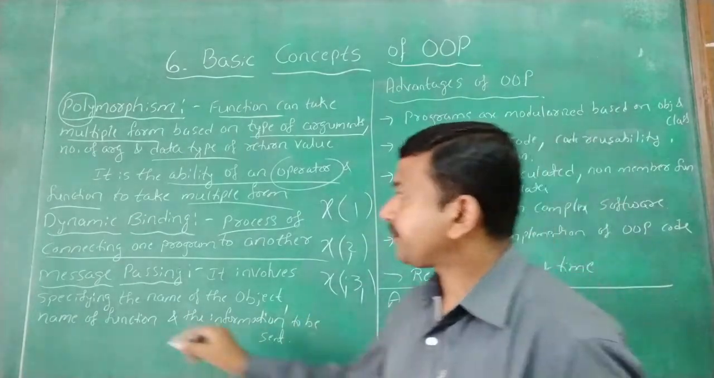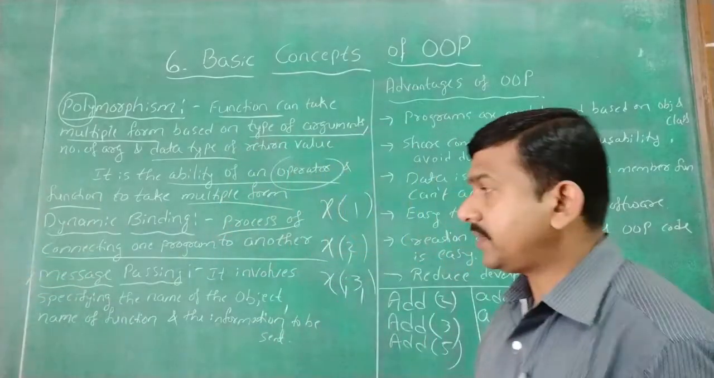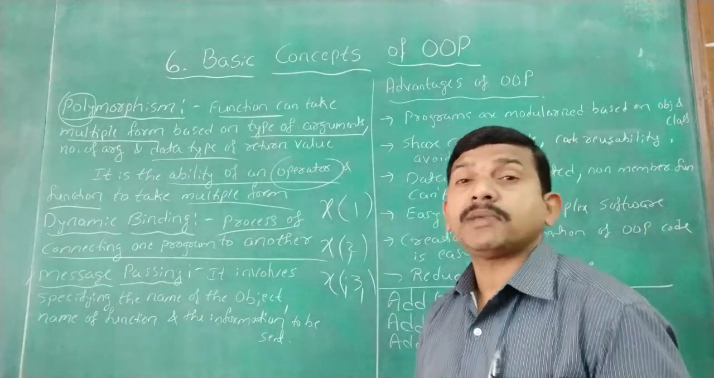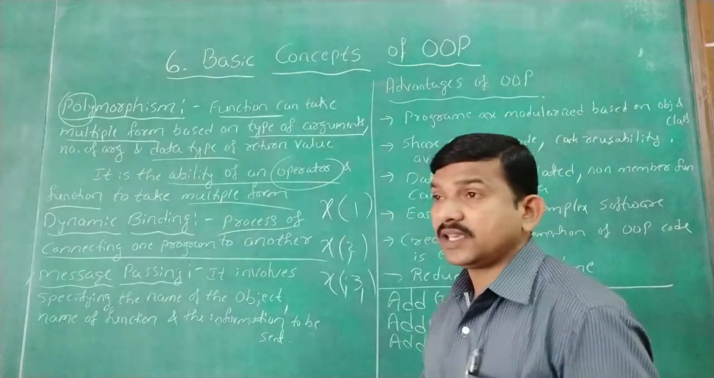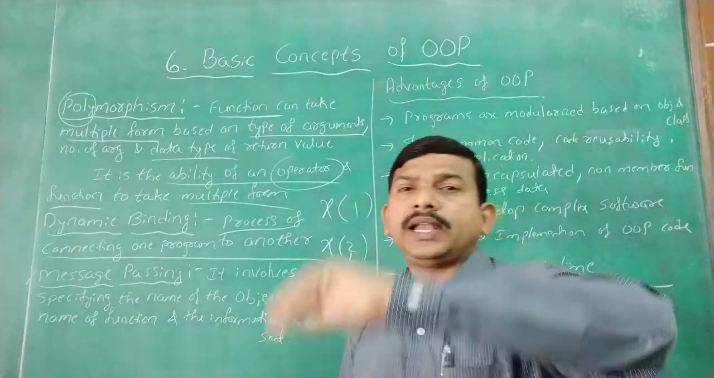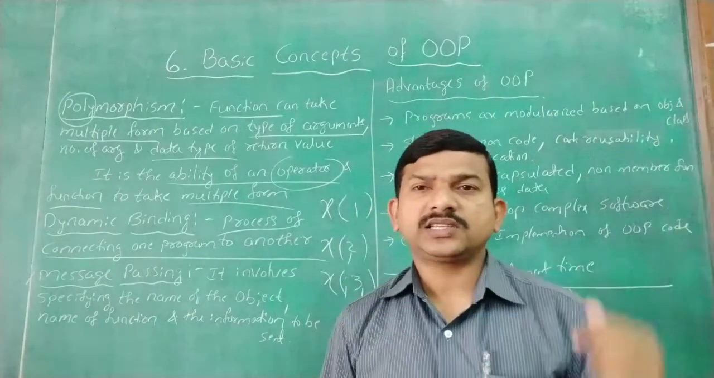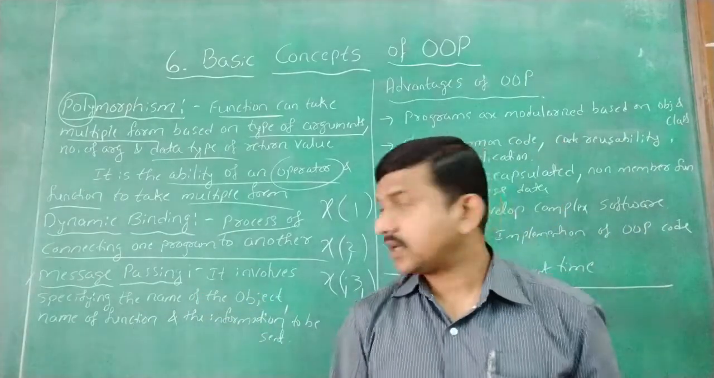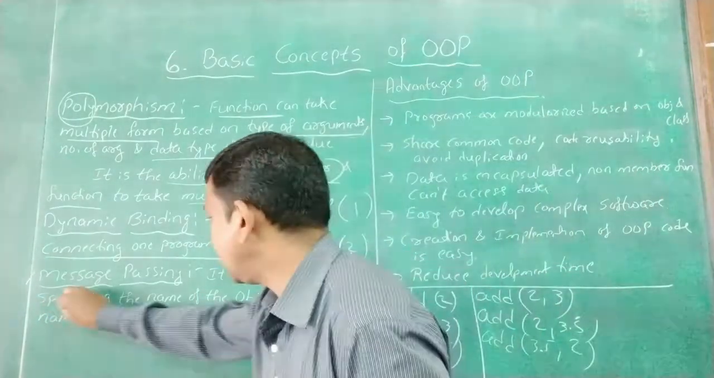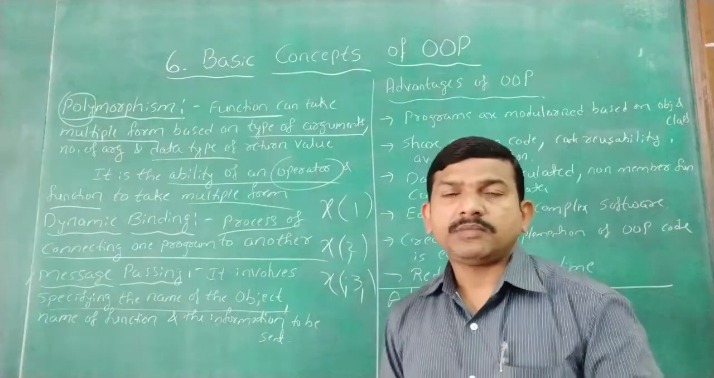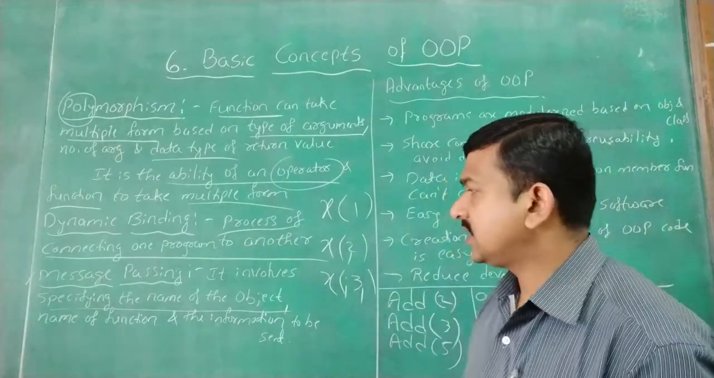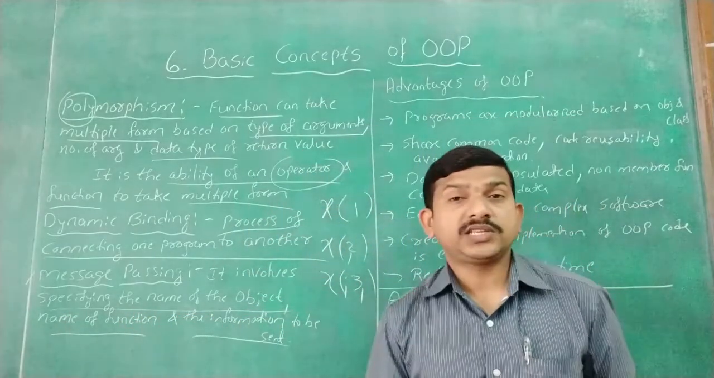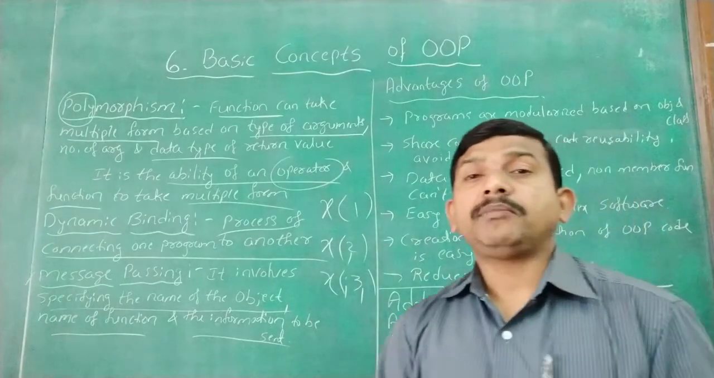So the next concept is message passing. The last concept here, message passing. What is this message passing? Message passing means the information or data is passing from one place to another. Just like now sending messages, receiving messages. Similarly, here message passing involves specifying the name of the object. In message passing, what do they involve? It contains the name of the object, the name of the function, as well as the information to be sent. Everything is there in message passing.